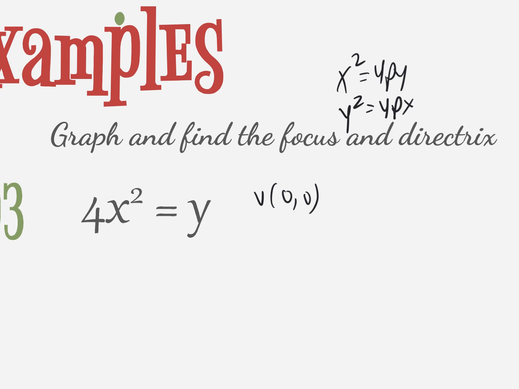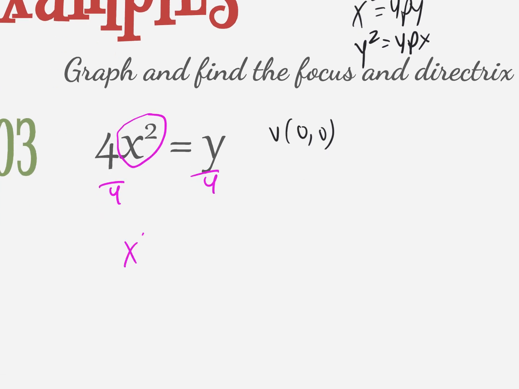What do I need to do first? I need to isolate. I got to get x squared by itself. So I'm going to divide both sides by 4. Everybody agree? So when I rewrite this, it's x squared equals, what's another way I can write divided by 4? What's the same as dividing by 4, multiplying by what? 1 over 4, good.